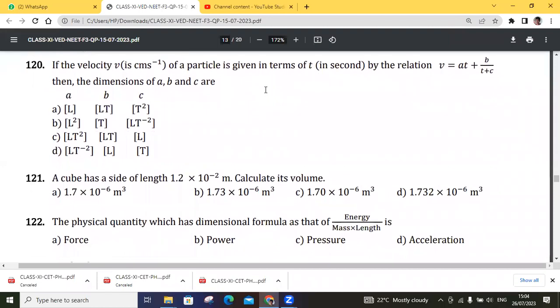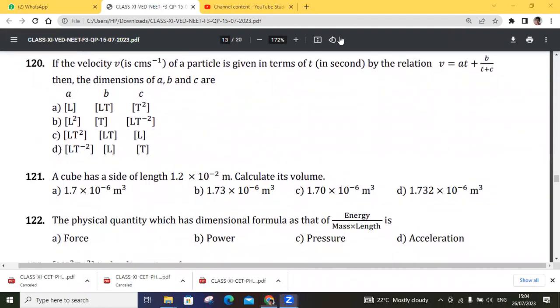The velocity of a particle is given in terms of seconds by the relation. Dimensions of A, B, C, R. Principle of homogeneity. A will be V by T. V is LT power minus 1, and T is time, so A is LT power minus 2. Only this option is there.